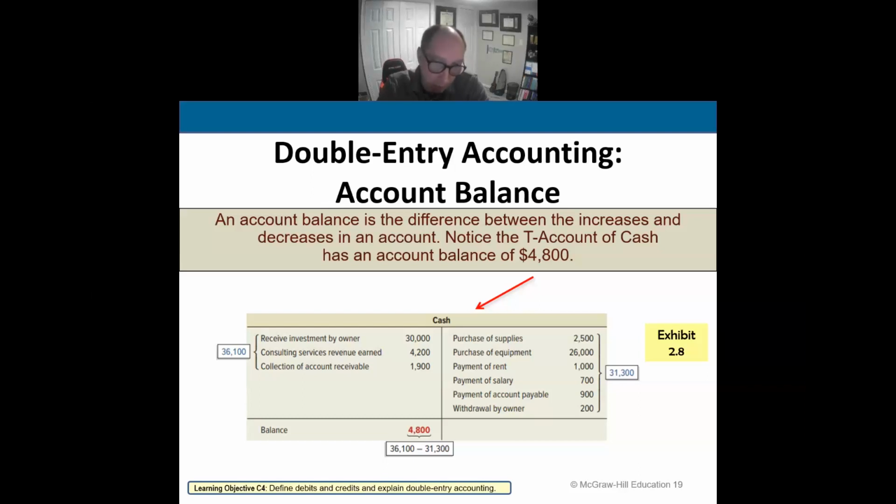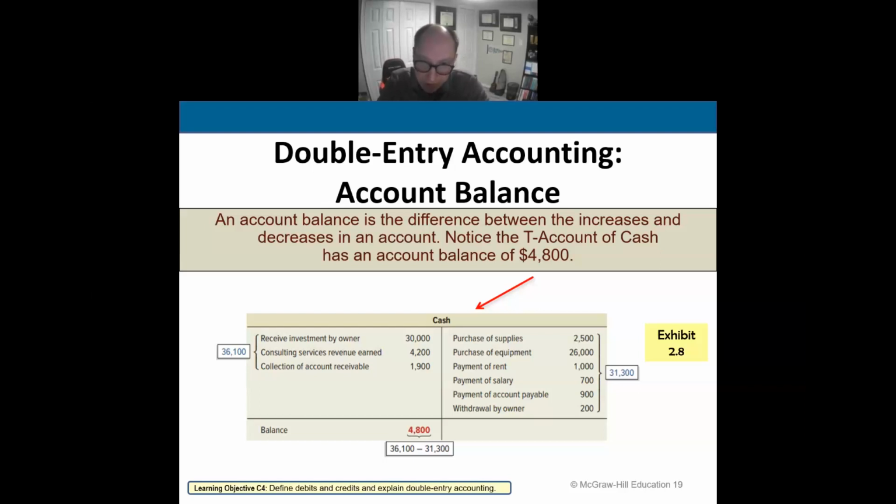So remember, to increase an asset account, we debit it. So on the left side of this T account, we can see all of the cash increases. Cash received by the owner, $30,000. Consulting services from revenue earned, $4,200. That's a revenue account. Cash we received from our customers from accounts receivable, $1,900. Those are all plus, plus, plus, right? On the left side, the debit side for any asset account, we are increasing.